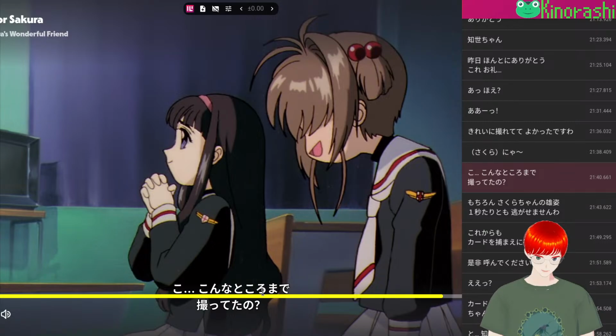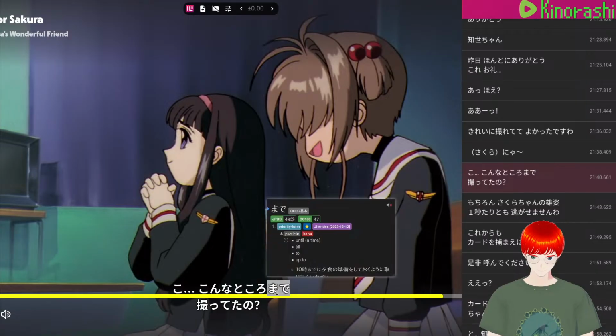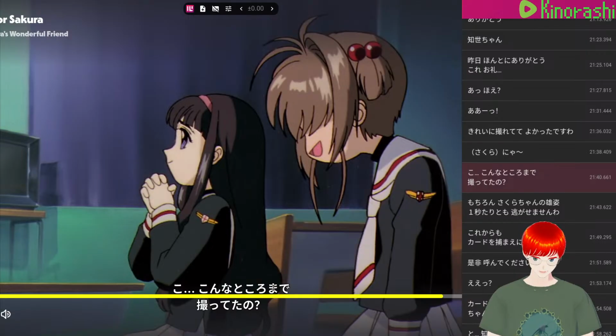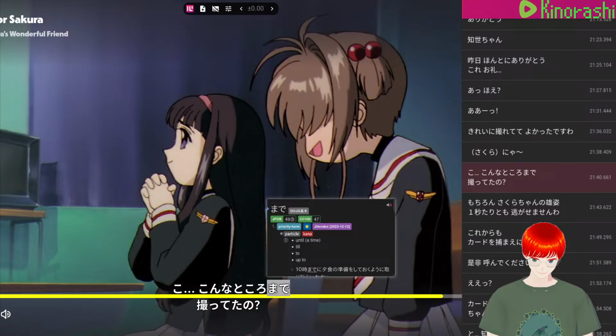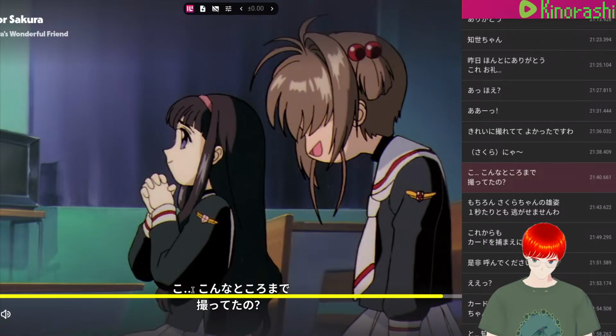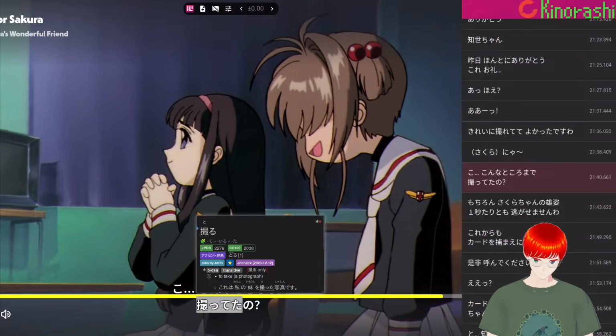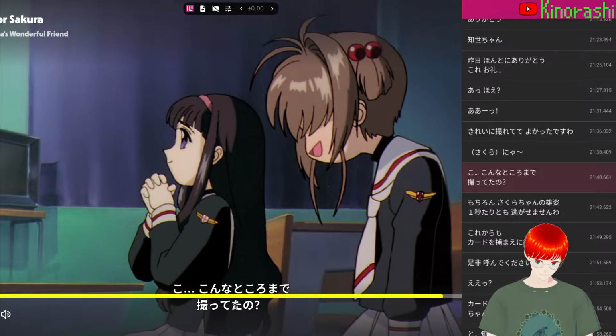Konna tokoro made. So this place. It could mean time, but I think it's probably meaning place. Kono tokoro made, until this place. Totetano. So this is another contraction from ita, but dropping the i part to just ta and added to the previous word. Totetano.